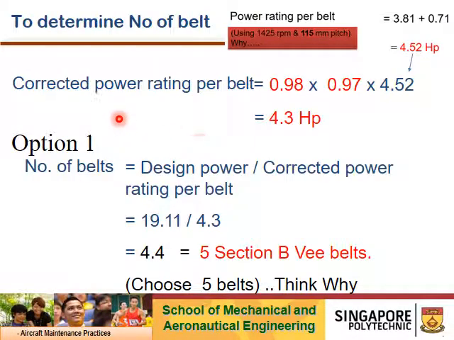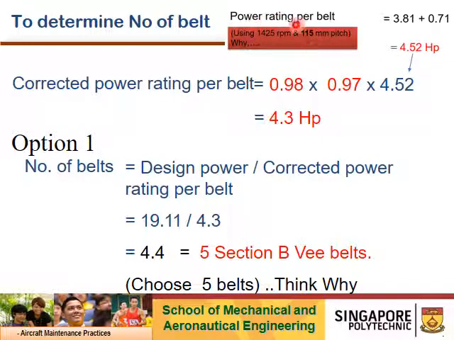So how do we determine the number of belts? We will have three calculations because we have three options to show you what the differences are. First, the corrected power rating per belt. You want to input the correction factors: 0.98 times 0.97. One is the belt length, one is the arc of contact, multiplied by 4.52. This 4.52 is your power rating per belt. So this is option 1.